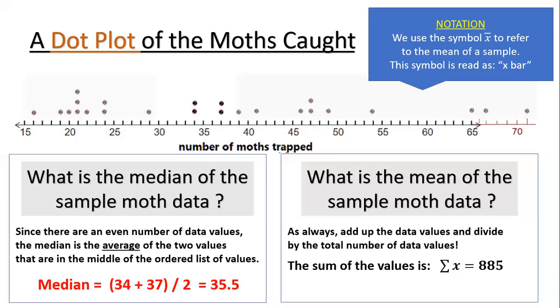We have just a sample here, because we clearly haven't totaled up how many moths were caught over all possible nights. This was just a group of 24 particular nights. So this is a sample of data, and so we're going to label the average not with mu, but with X bar. And here we would say that X bar is 885 divided by 24 for a sample mean of 36.875. Notice here, parenthetically, that the sample mean here is a little bit larger than the median in this particular case.